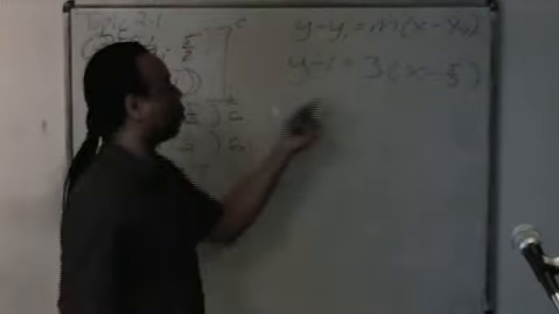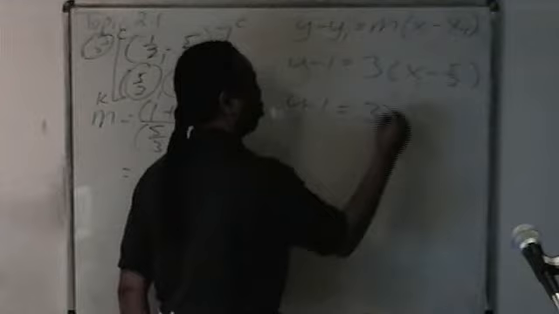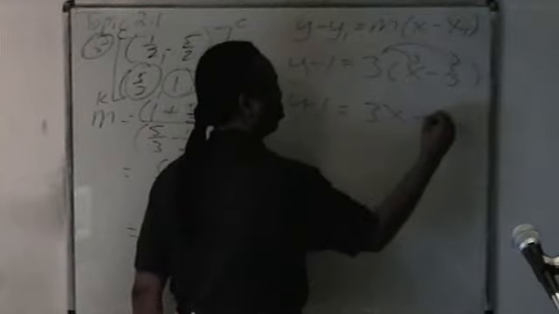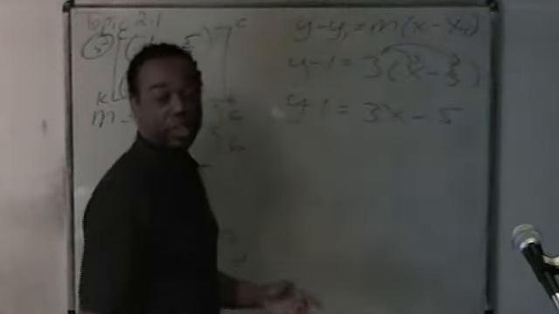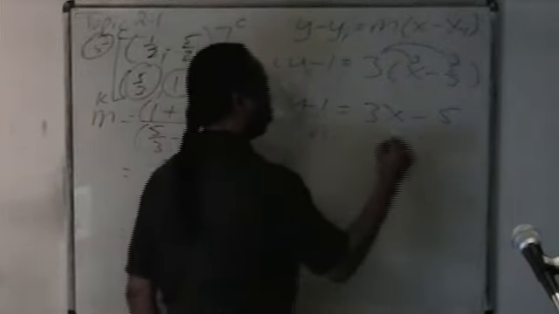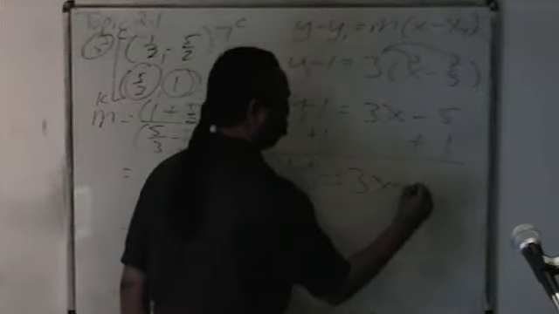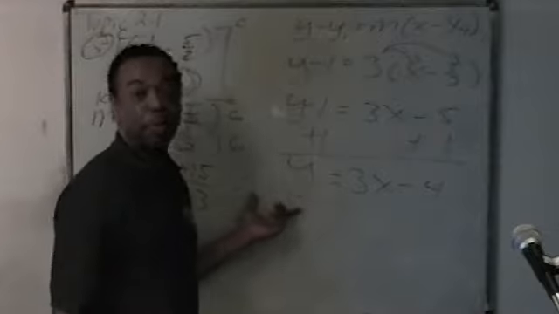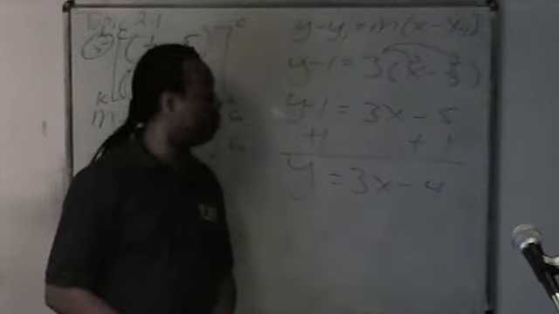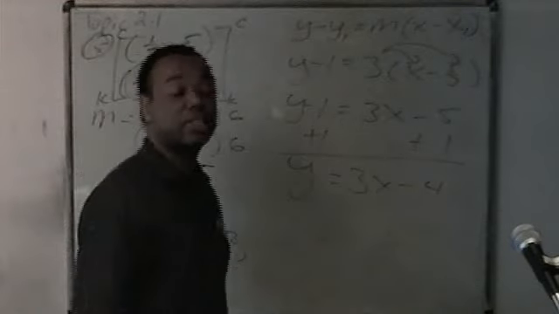Okay, now I'm going to distribute my 3, and we'll get a 3x minus 5. Now I'll add 1 to both sides, and my linear equation becomes y equals 3x minus 4. Okay, that's topic 2.1.